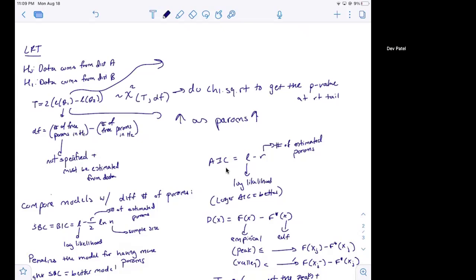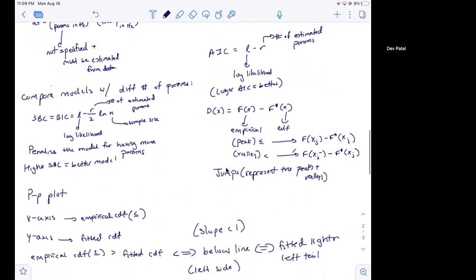Okay, so that's going to give you an idea of what's the probability that the data actually comes from this distribution. Right, and you take the difference of that, that is your test statistic, the difference between the null and the alternate, the fact that it comes from distribution A or could come from distribution B. The difference between those two likelihood functions, times 2, is your test statistic. You can also compare models with different number of parameters.